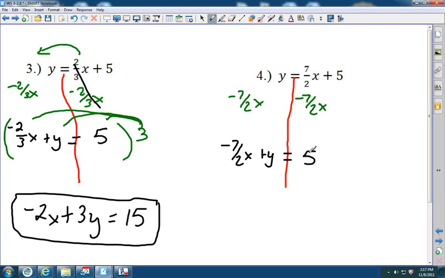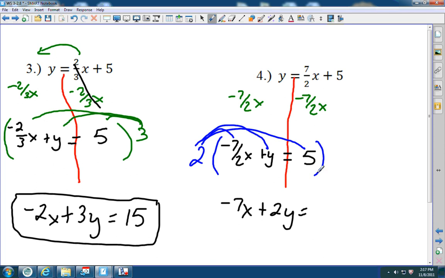Since it's divided by 2, the way to get rid of it, the opposite, is to multiply everything by 2. So I'm going to multiply 2 times negative 7/2, 2 times y, 2 times 5, because you have to do it to all of it. So 2 times negative 7 over 2 is negative 7x, 2 times y, plus 2y, 2 times 5, 10. There's your equation in standard form.